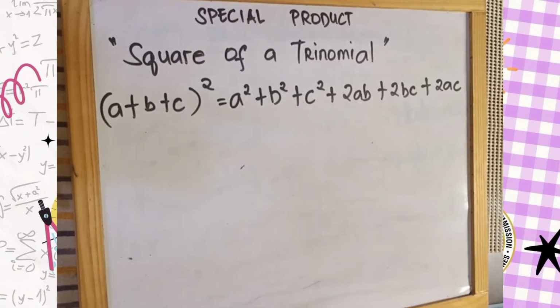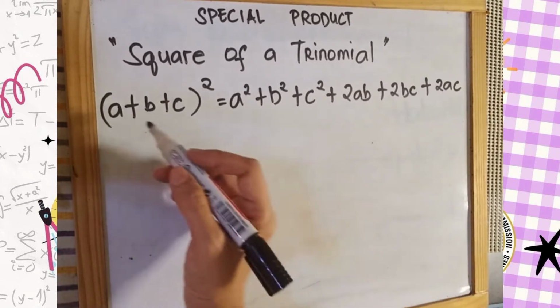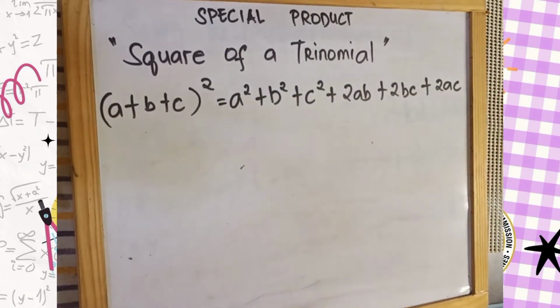Okay, so welcome to the second part of our special product, which is the square of a trinomial. Ayan, dumadami na yung ating terms dito. So this time, ang i-square naman daw natin ay si trinomial. Trinomial means we have 3 terms.